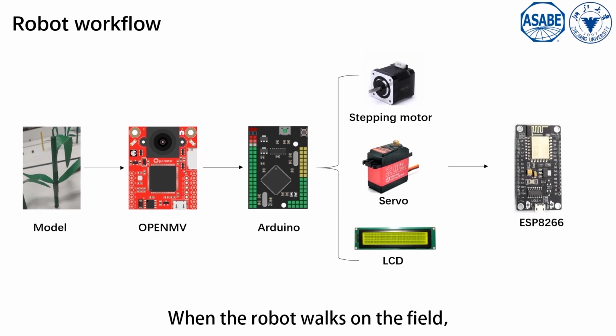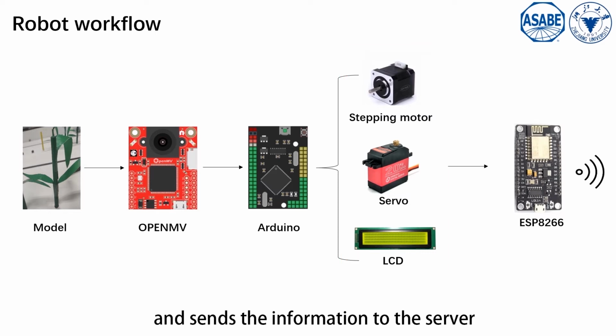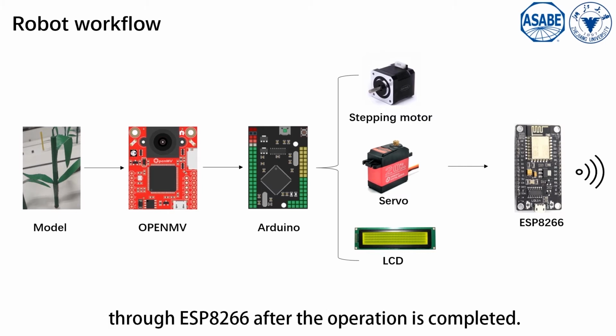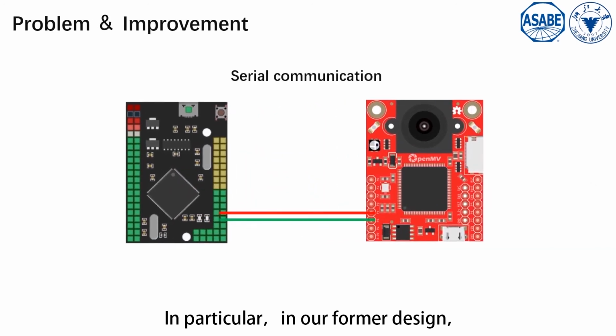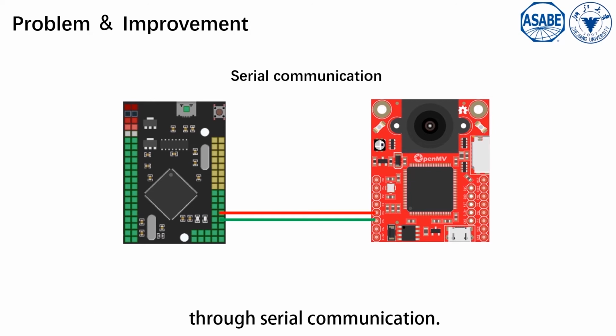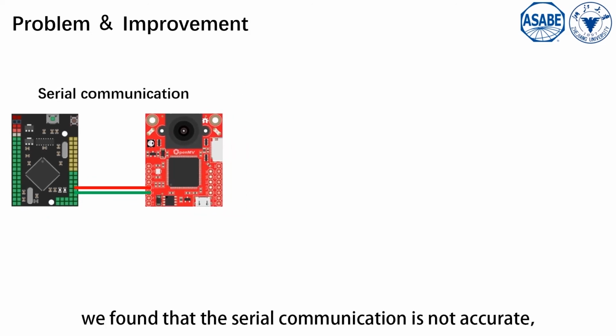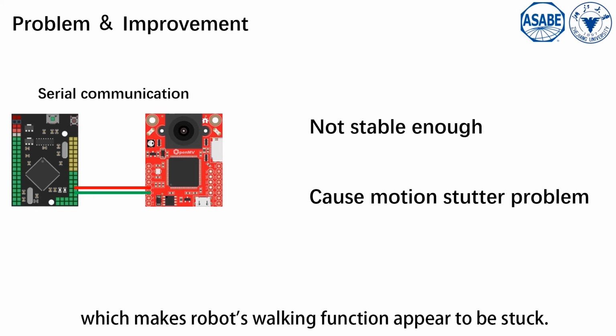When the robot works on the field, OpenMV will detect every position and transfer the result to Arduino, which controls the hardware to perform corresponding operations on different statuses and sends information to the server through ESP8266 after the operation is completed. In particular, in our formal design, we planned to transmit the data of OpenMV to Arduino through serial communication. However, during the testing process, we found that the serial communication is not accurate, and also it takes up a lot of resources of Arduino, which makes the robot's working function appear to be stuck.